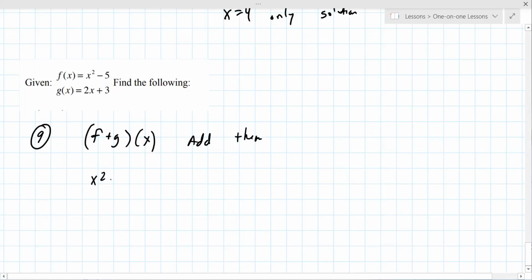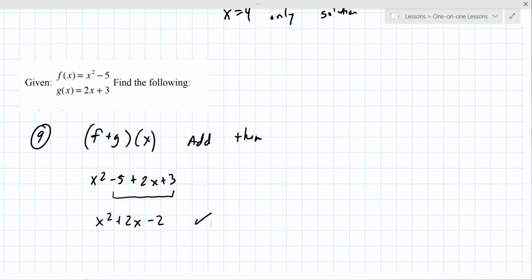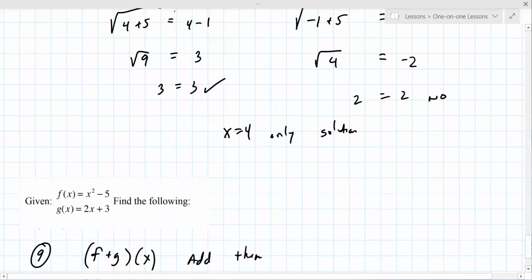So that's x squared minus 5 plus 2x plus 3. Only two things you can combine here. We have x squared plus 2x minus 2. You're done.